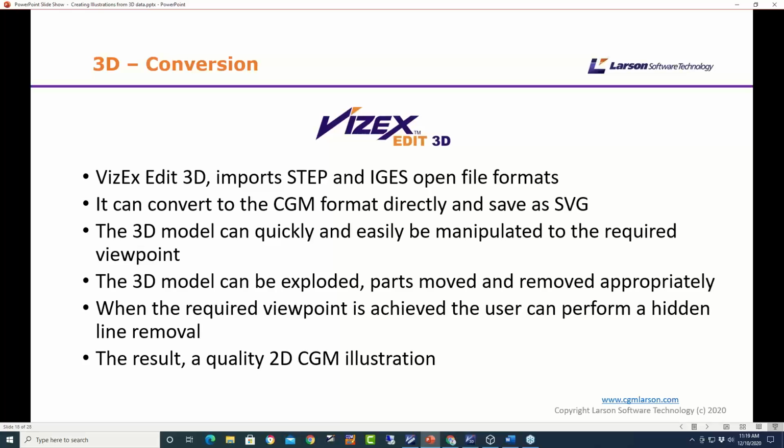So this is why we developed VizEx Edit 3D. It imports STEP and IGES files. It will convert them to CGM, SVG, PDF, whatever VizEx Edit supports. The 3D model can be quickly and easily manipulated. We can explode the model. We can achieve the required viewpoint with hidden line removal, and the result will be a quality 2D illustration, CGM, SVG, whatever format we support.